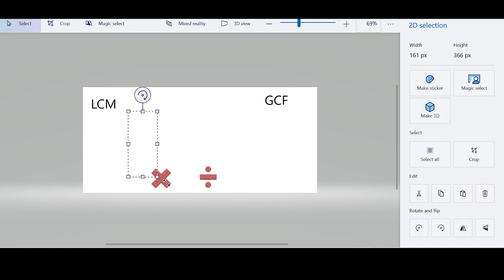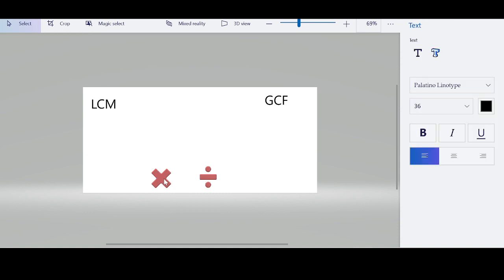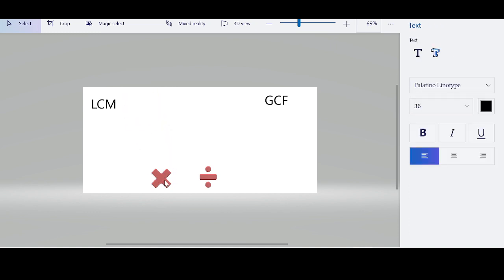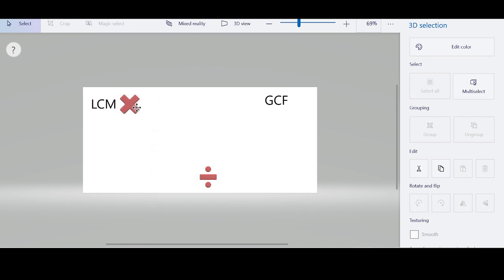Let's see if I can grab this guy here. I think I got him. Okay, there he is.